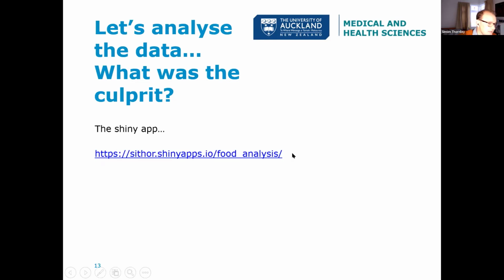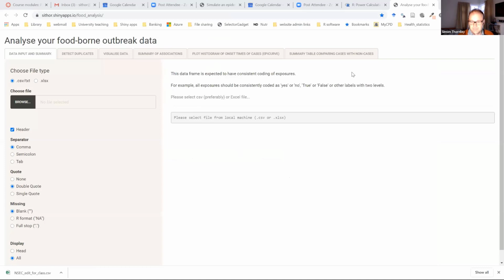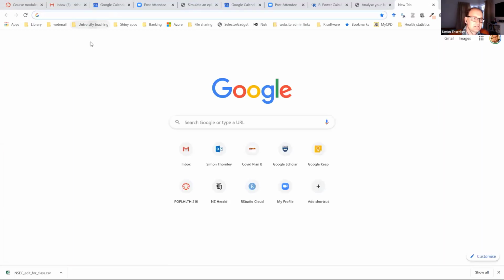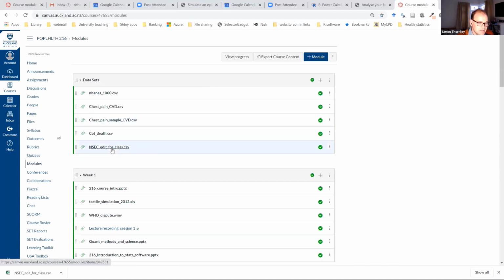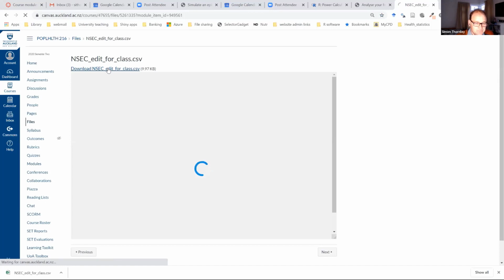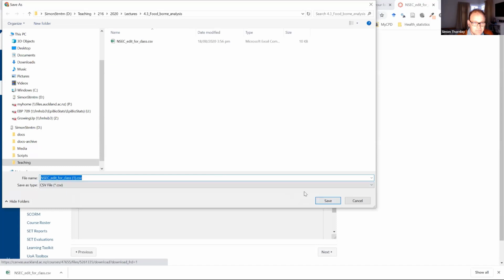So anyway, let's analyze some data with this app. The app's on the web and you can jump on it, and that's what we're using in public health at the moment. Let me just switch the screen that I'm sharing. Can you see my browser? I've put the data for this in the modules tab just here. If you can download it, you should be able to follow along. I'll just put it in my downloads box.